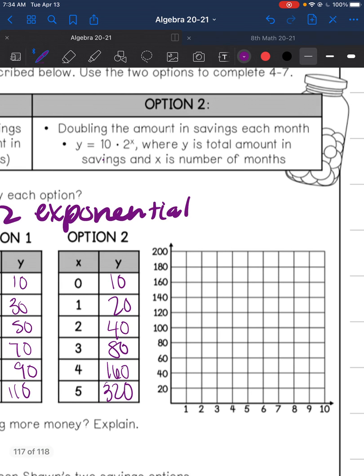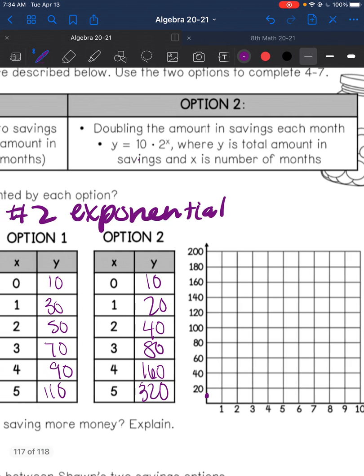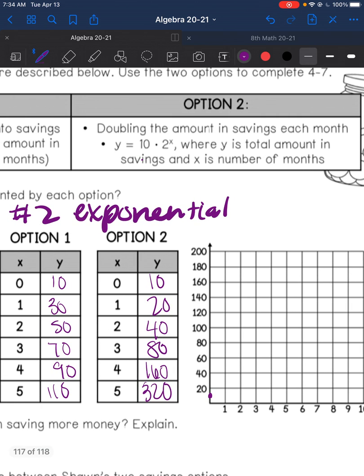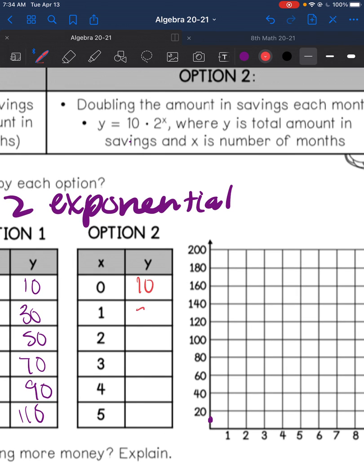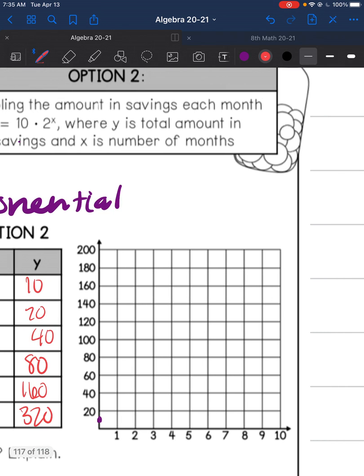So let's graph what we can. So at 0 months, he had 10. That's where we're starting. I should have done this a different color. That was 10, 20, 40, 80, 160, 320. Go ahead and graph the purple one, our linear function. We're adding 20 each time, so at 1 he had 30.